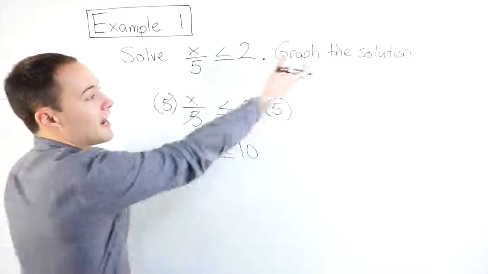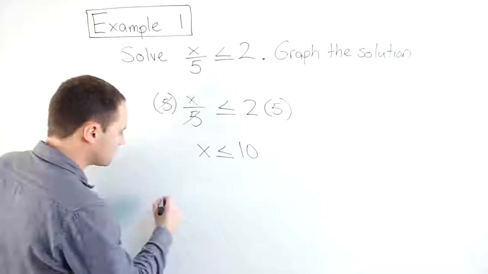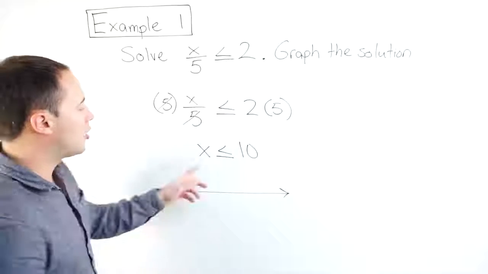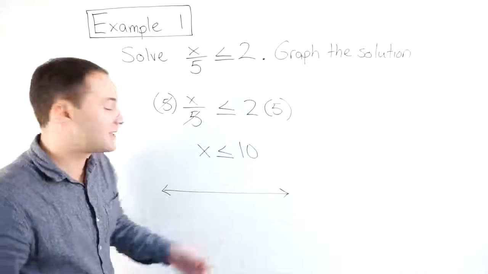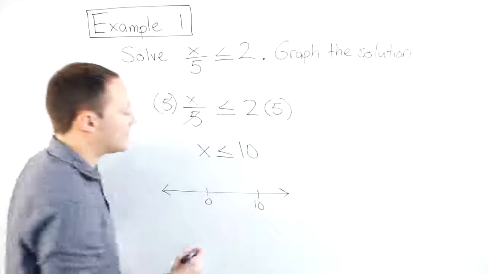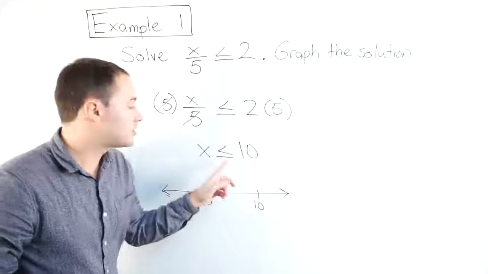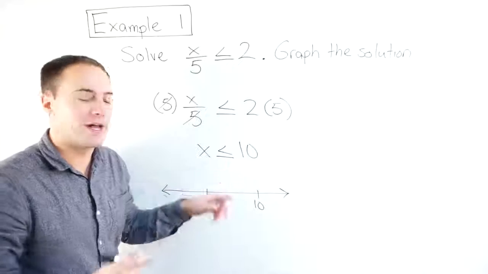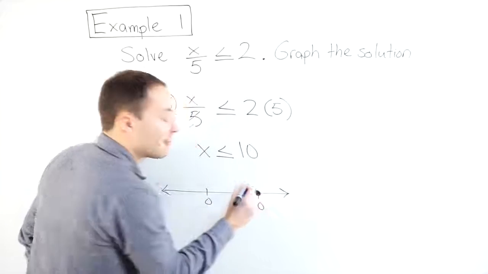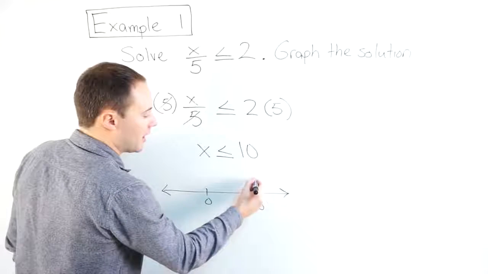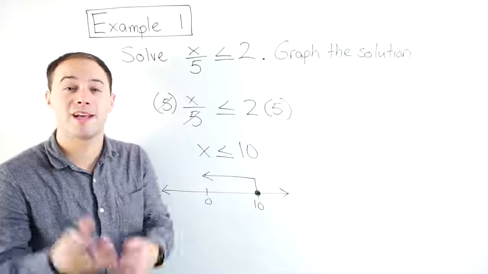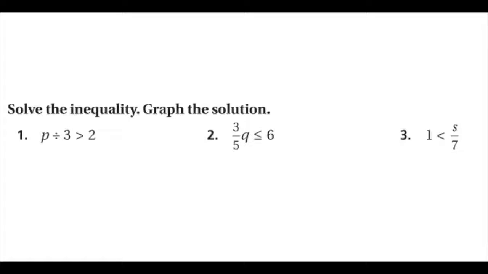Okay, I've solved it. Now let's graph that solution. Here is my quick number line. I know x needs to be less than or equal to 10. So maybe here's 0. There is 10. Less than or equal to, because it's or equal to, that means my dot needs to be filled in, with the arrow going towards the less than. Here's example 1. Here are some to try on your own.